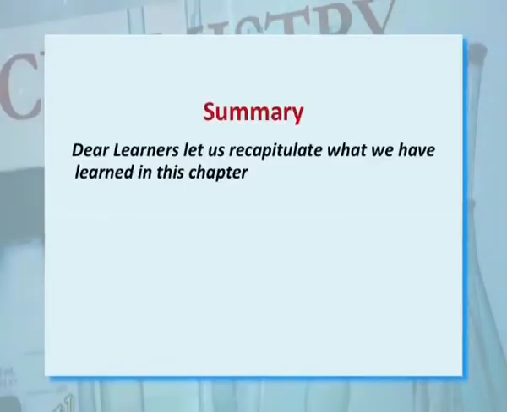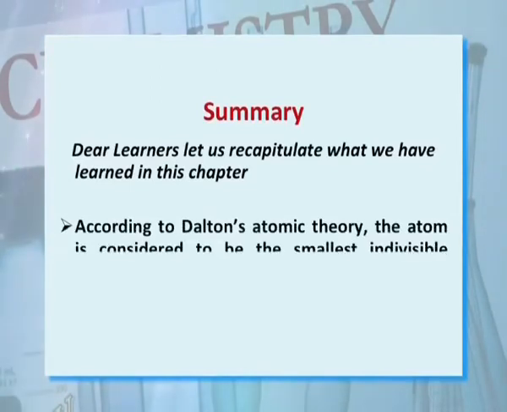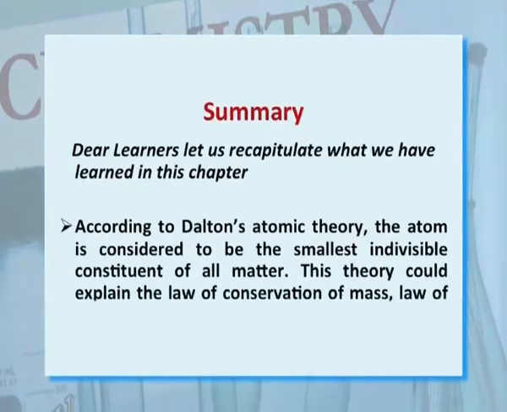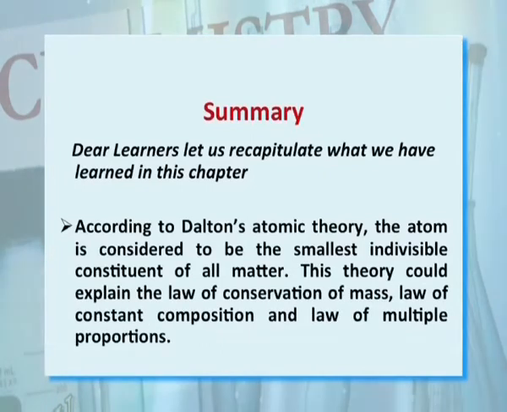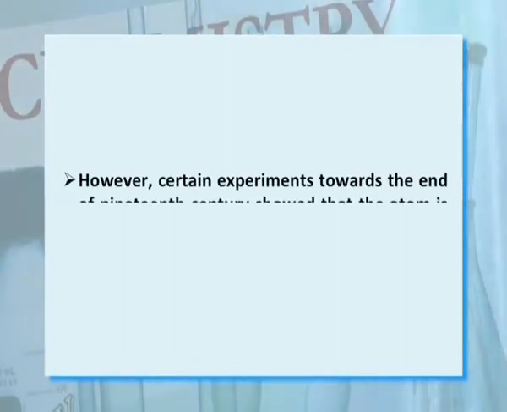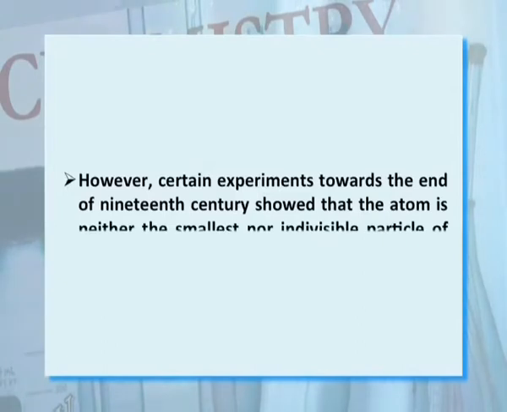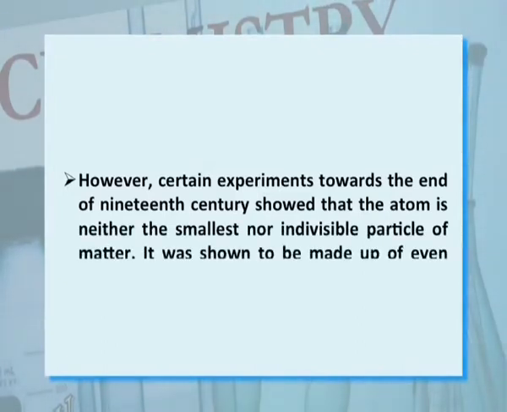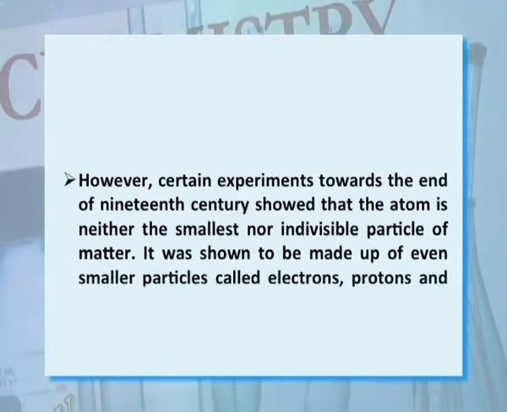Dear learners, let us recapitulate what we have learned in this chapter. According to Dalton's atomic theory, the atom is considered to be the smallest indivisible constituent of all matter. This theory could explain the law of conservation of mass, the law of constant proportion, and the law of multiple proportion. However, certain experiments towards the end of the 19th century showed that the atom is neither the smallest nor the indivisible particle of matter. It was shown to be made up of even smaller particles called electrons, protons and neutrons.